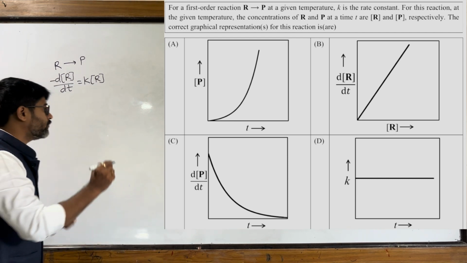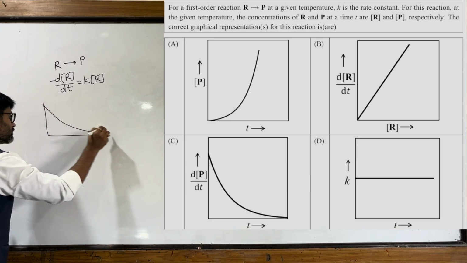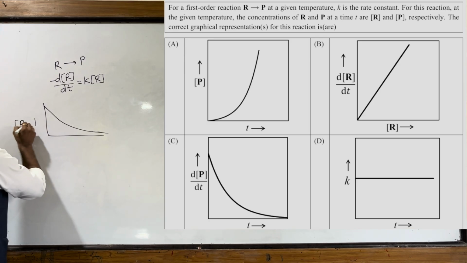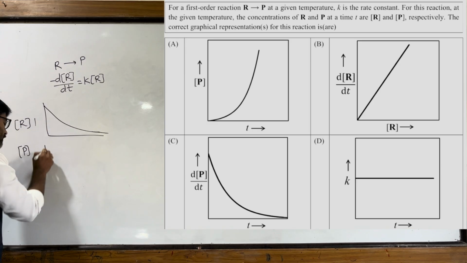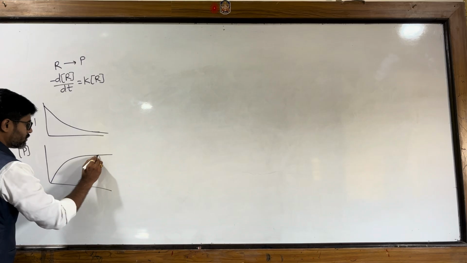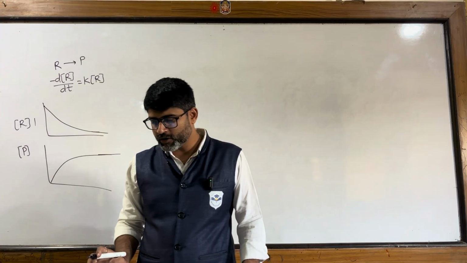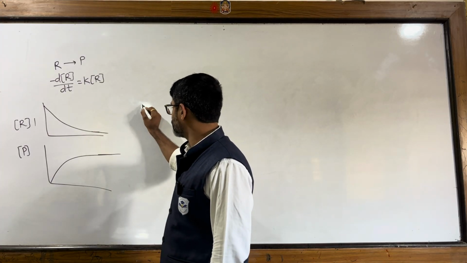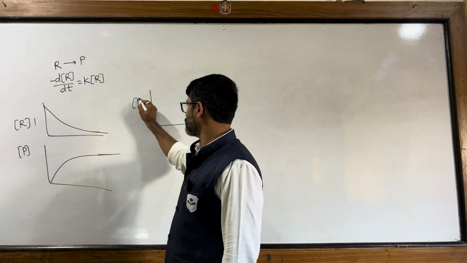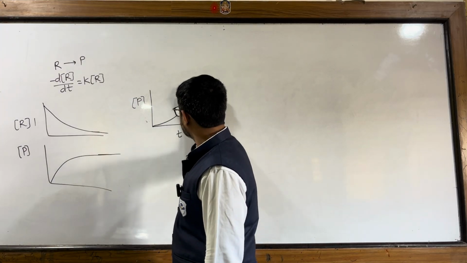So the concentration of reactant decreases with time. The concentration of reactant decreases exponentially, and the concentration of product increases exponentially and becomes nearly constant. So the first graph is concentration of product P versus t. We have concentration of product on the y-axis and t. So it is shown as this type of graph.